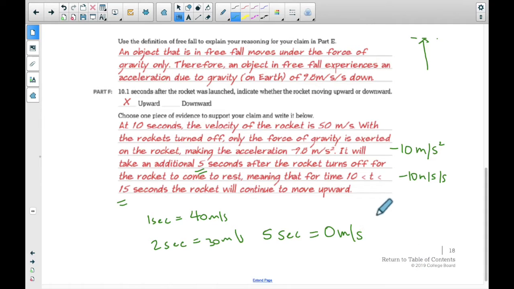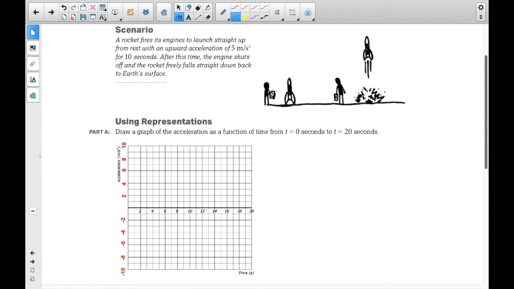Okay, this question continues on the next 2 pages. So let's go ahead and move on to the next 2 pages. All right, same scenario. Rocket fires its engines, uses 5 meters per second squared for 10 seconds. After this time, the engine shuts off and the rocket freely falls straight down back to the Earth's surface. Draw a graph of the acceleration as a function of time from t equals 0 to t equals 20.